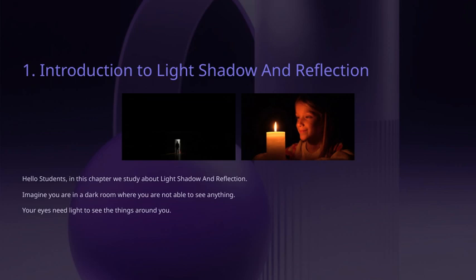Shadows are created when an object blocks the light, and reflections happen when light bounces off surfaces like water or glass. Throughout this chapter, we'll learn how light behaves and how it helps us perceive the world. This understanding is crucial because it connects to many everyday experiences, like seeing your reflection in a mirror or watching a shadow move across the ground. So, let's dive deeper into how light, shadows, and reflections work together to shape what we see.